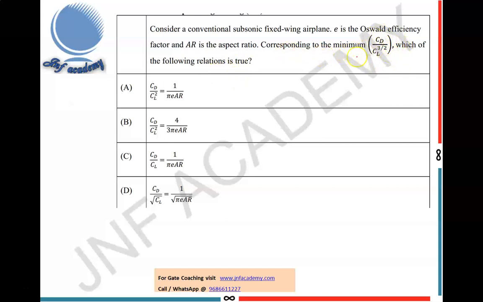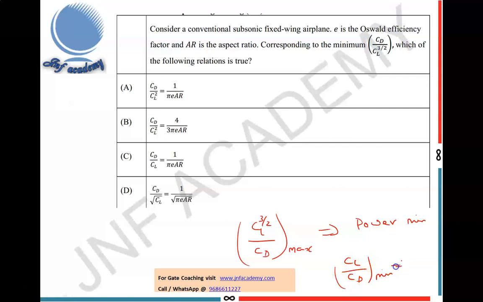First of all, as soon as you see this, we know that corresponding to minimum CD by CL^(3/2) is nothing but the CL^(3/2) by CD max condition, right? If you take the inverse of CD by CL^(3/2), if it is minimum, then this is the max condition. So this max condition is nothing but the power minimum condition. We all know that, right? If it's CL by CD max, then it is drag minimum. CL^(3/2) by CD max is the power minimum condition. We have already derived that; we don't need to derive it here in the exam hall.